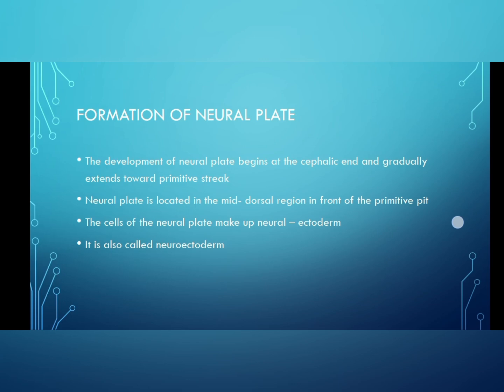The development of the neural plate begins at the cephalic end and gradually extends towards the primitive streak. The neural plate is located in the mid-dorsal region in front of the primitive pit. The cells of the neural plate make up neural ectoderm. It is also called neuroectoderm.